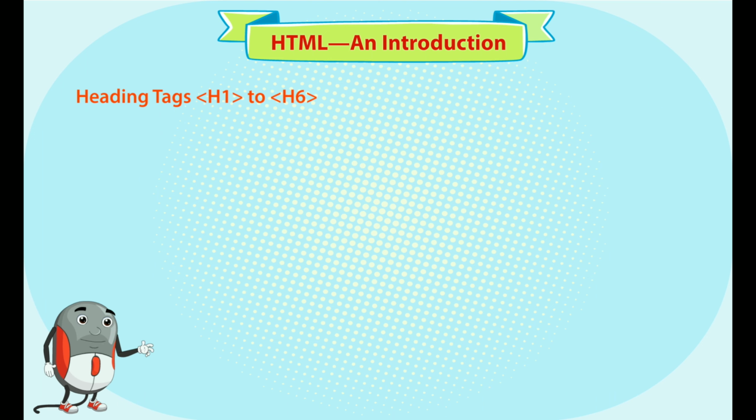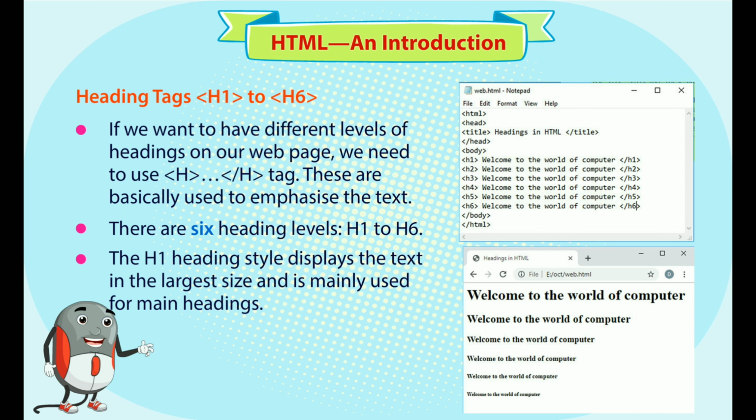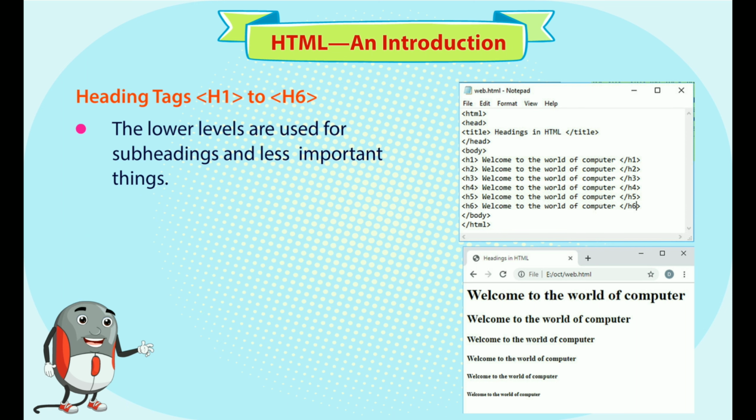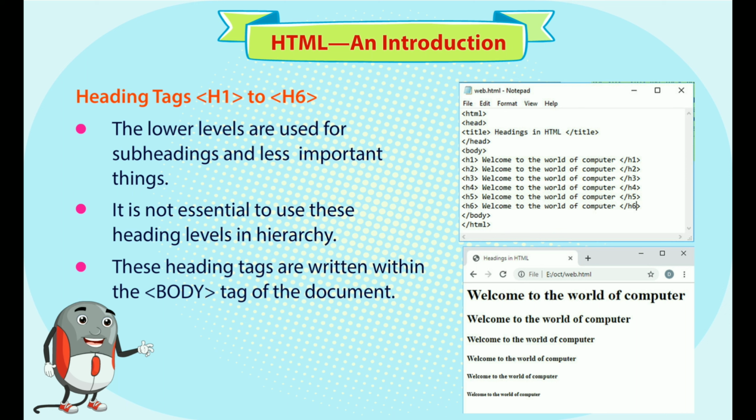Heading tags H1 to H6. If we want to have different levels of headings on our web page, we need to use heading opening and closing tags. These are basically used to emphasize the text. There are 6 heading levels, H1 to H6. The H1 heading style displays the text in the largest size and is mainly used for main headings. The lower levels are used for subheadings and less important things. It is not essential to use these heading levels in hierarchy. These heading tags are written within the body tag of the document.